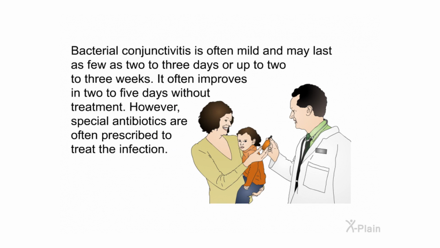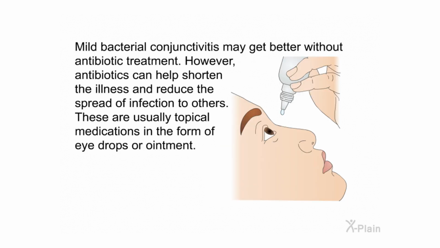Bacterial conjunctivitis is often mild and may last as few as 2 to 3 days or up to 2 to 3 weeks. It often improves in 2 to 5 days without treatment. However, special antibiotics are often prescribed to treat the infection. Mild bacterial conjunctivitis may get better without antibiotic treatment. However, antibiotics can help shorten the illness and reduce the spread of infection to others. These are usually topical medications in the form of eye drops or ointment.